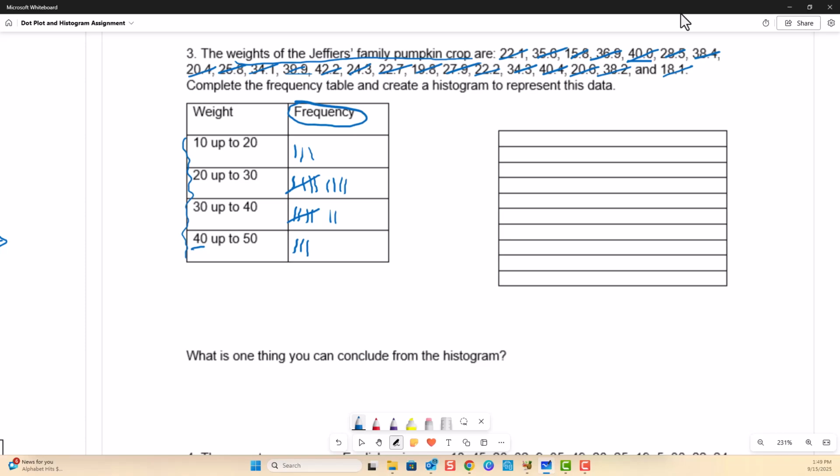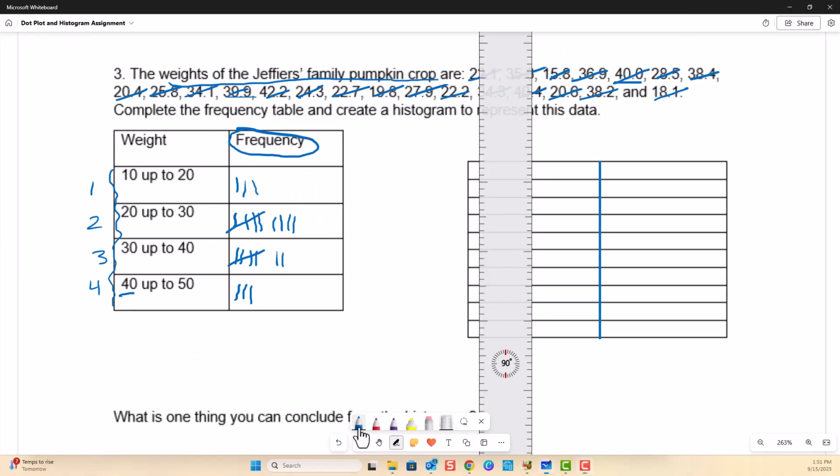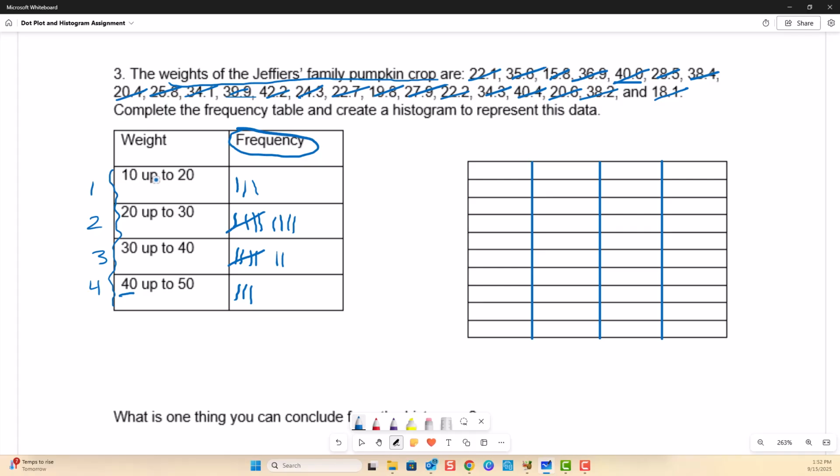I also note that I have 1, 2, 3, 4 bins. That means that I need to divide my space into 4. Let's use our ruler tool to try to get a little straighter here. So my bins start at 10 and they're going up by 10s to 50. So that means that I need to label my axes here starting at 10, 20, which is this one right here.